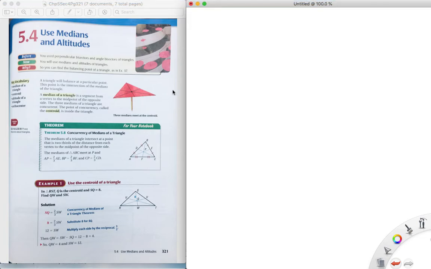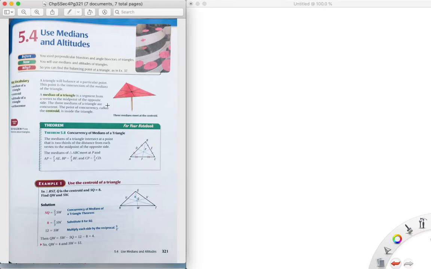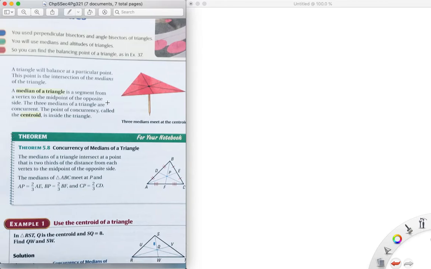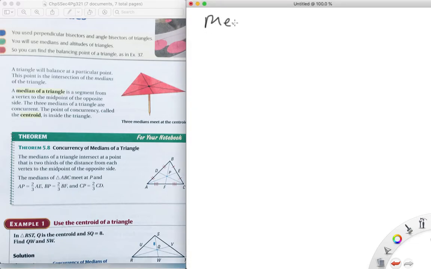Alright, Honors Algebra, Chapter 5, Section 4, Medians and Altitudes. So, a median is a segment from the vertex to the midpoint of the opposite side.